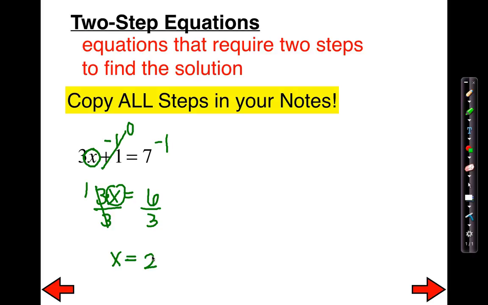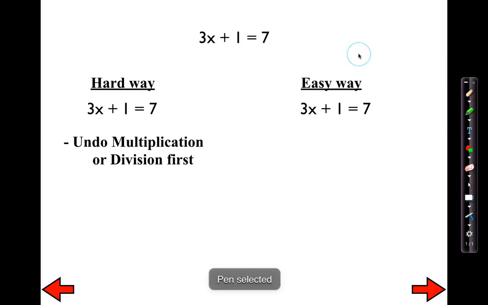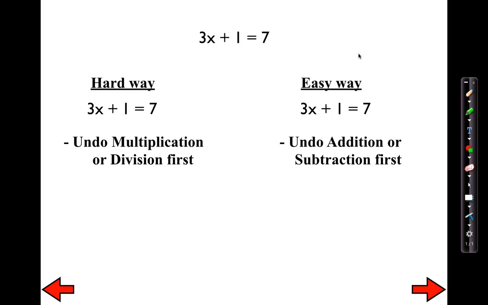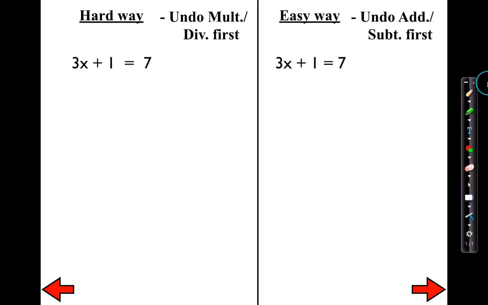X was also 2. Okay, so when solving an equation like this, there is a hard way and there's an easy way. The hard way would be to undo multiplication and division first, and the easy way would be to undo addition or subtraction first. And let me show you what that's going to look like. So to undo multiplication or division first, you're going to understand, oh look, this means 3 times x. So I'm going to divide everything by 3 first.